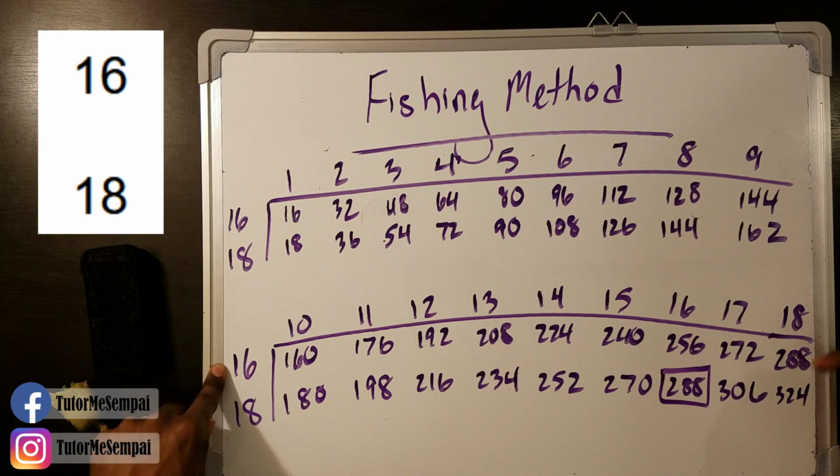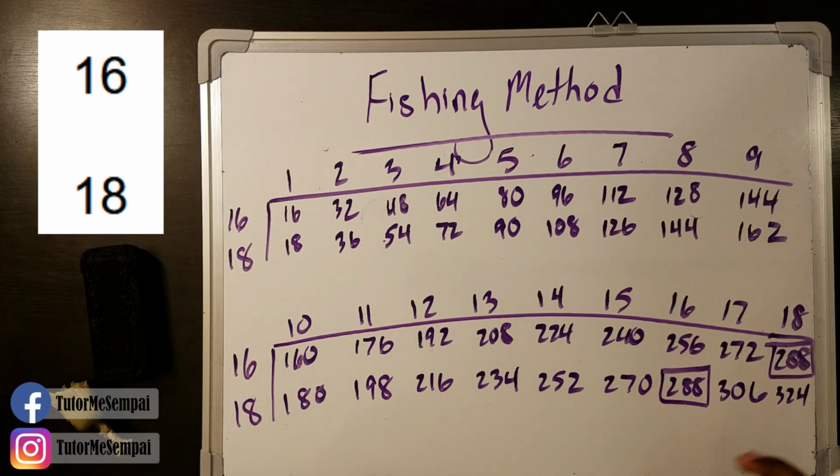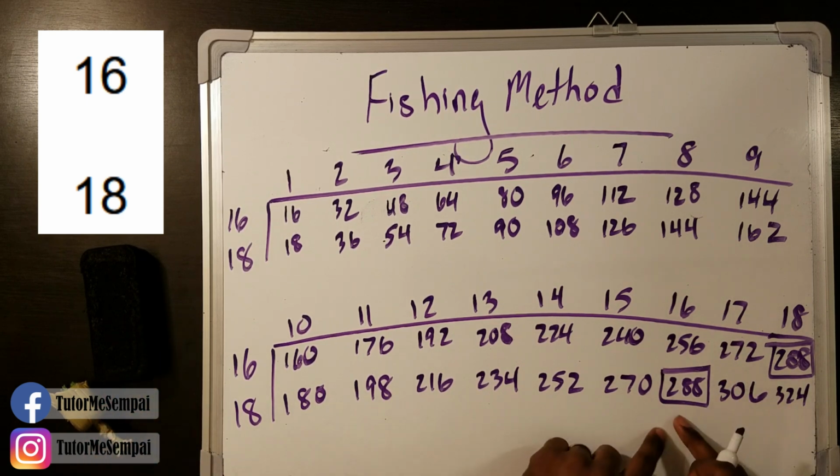And for 16 going with 18, we have 288. So you see we have a common factor because we went all the way to these ends. However, that doesn't mean it's the smallest one. Do we have anything else that's in common that's smaller than 288?